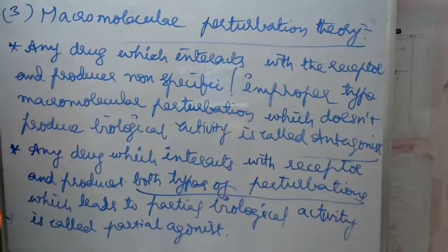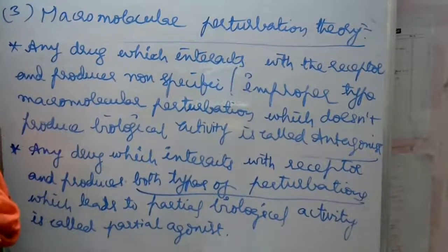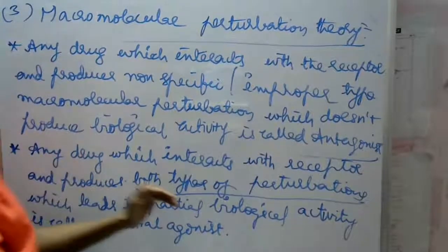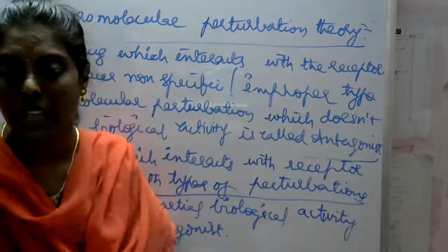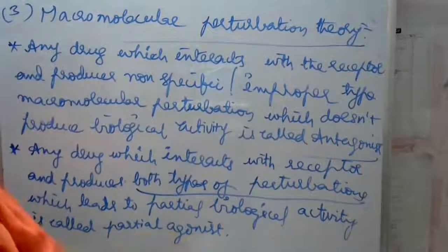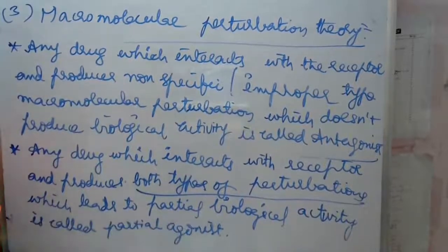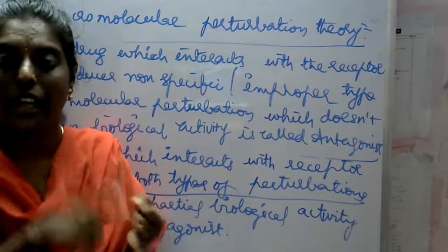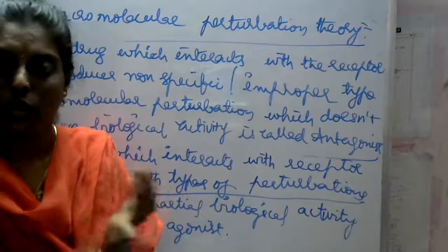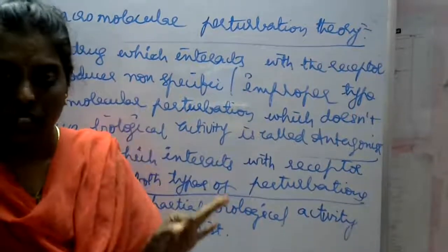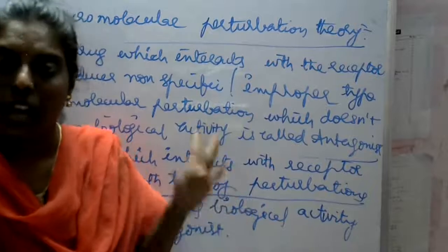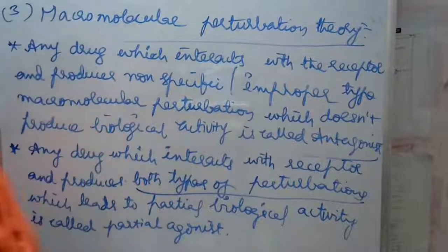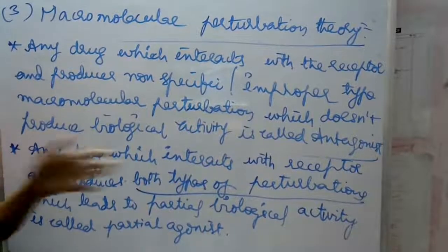Another type is the partial agonist. Any drug which interacts with the receptor and produces both types of perturbations, which leads to partial biological activity, is called a partial agonist. There are three types: agonist, antagonist, and partial agonist. Agonist produces biological response, antagonist doesn't produce any biological response, and partial agonist produces partial biological activity. So this is about the macromolecular perturbation theory.